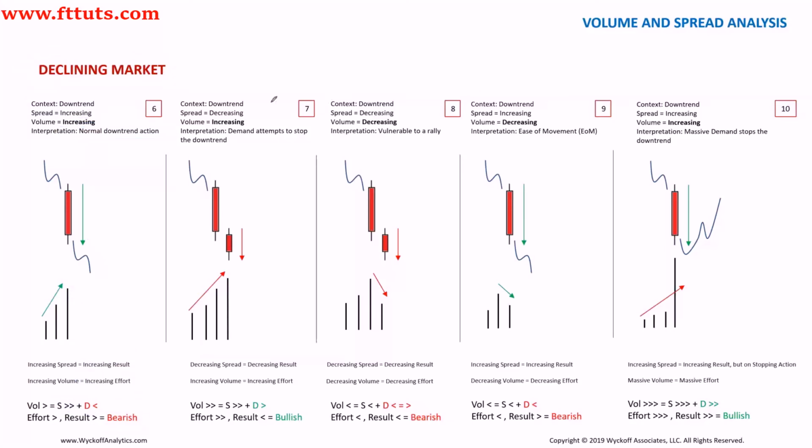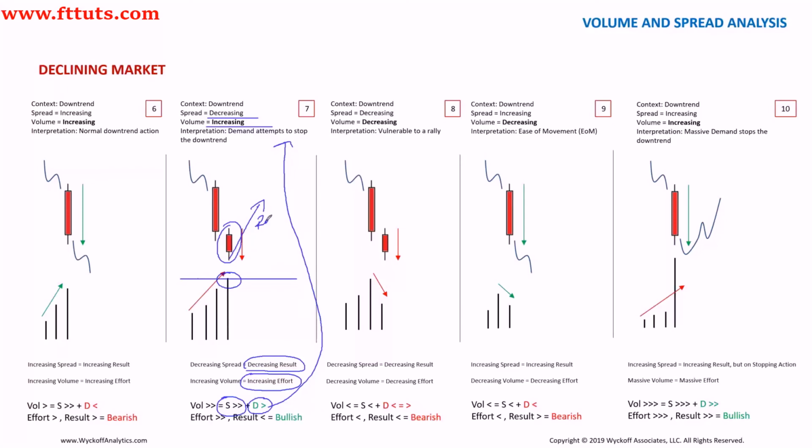Next one, scenario number 7, decreasing spread and increasing volume signature. So we're seeing that the spread has decreased significantly, and yet the volume signature is still going up. So we have a decreasing result happening on increasing effort, where supply is still increasing, but we already see some emergence of demand. And as demand attempts to stop the downtrend, that's the intention. Just because the volume signature is so high, that suggests this emergence of demand could stop the trend from going further down.